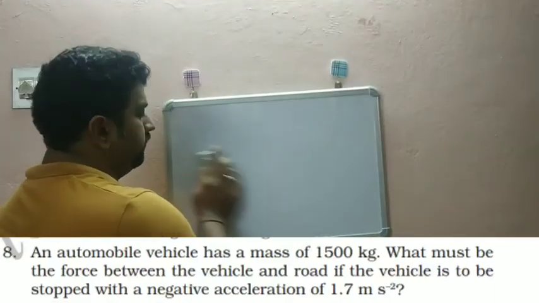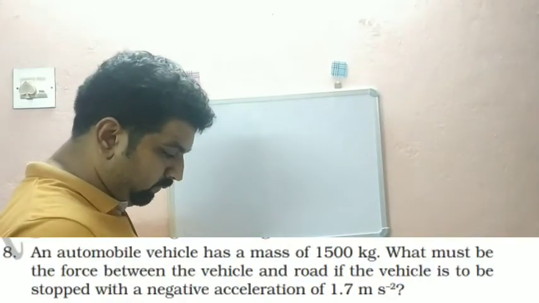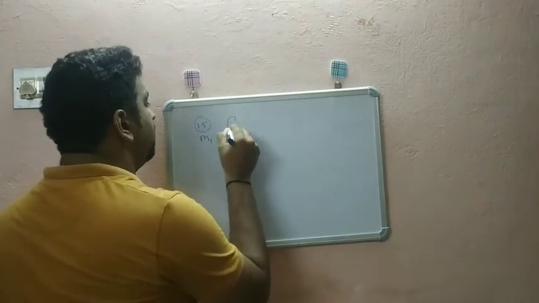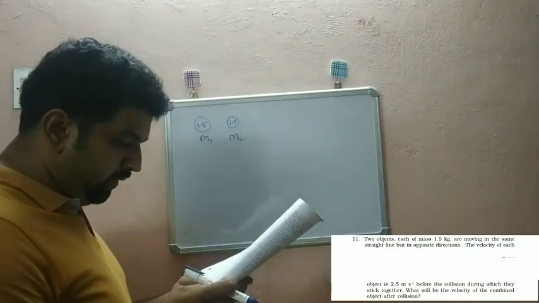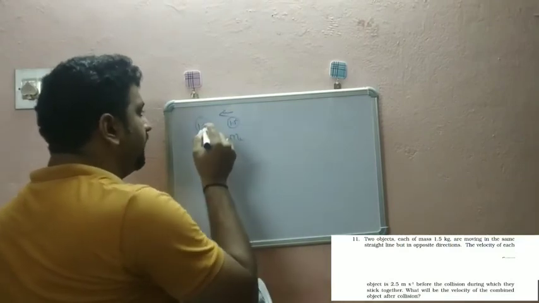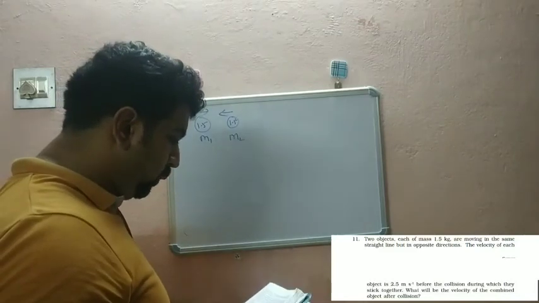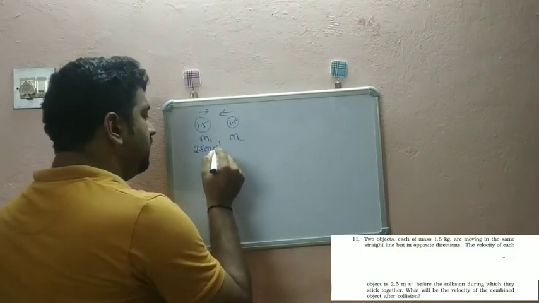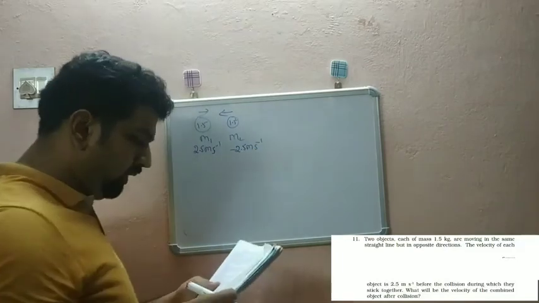The next problem is question number 11. Two objects of mass 1.5 kg. Okay, so two objects, mass M1 is 1.5 kg. One more, mass M2, is also 1.5 kg. They are moving in the same straight line but in opposite directions. Okay, so this is moving in this direction. The velocity of each is 2.5 m/s. So this is 2.5 m/s on this side, and this is the opposite side, so I have to take minus 2.5 m/s for the second one.